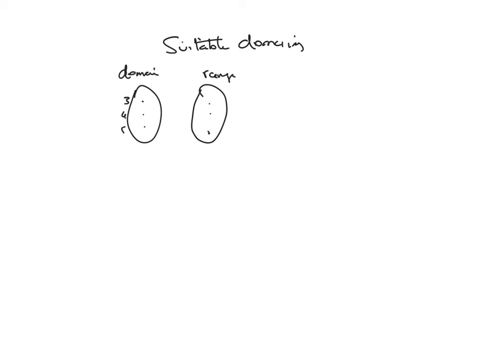So if I had 3, 4 and 5, and let's say the function was to add 3, I would get 6 in the range, 7 and 8 in the range. So the numbers that you plug into the function are in the domain. Okay, so we're going to look at suitable domains, and that can also be termed as restrictions on the domain.